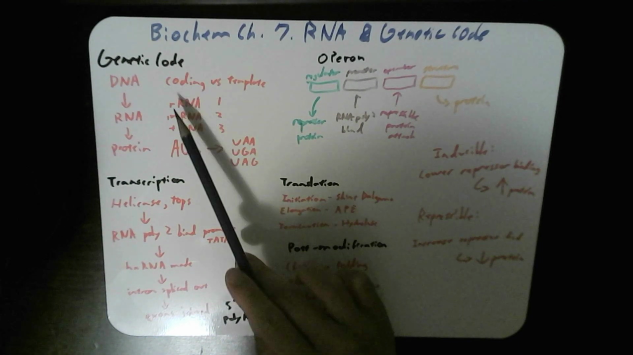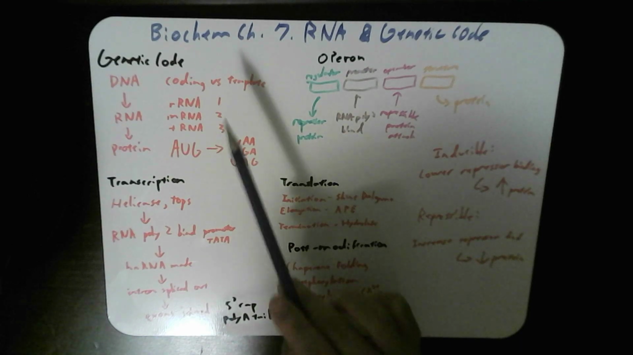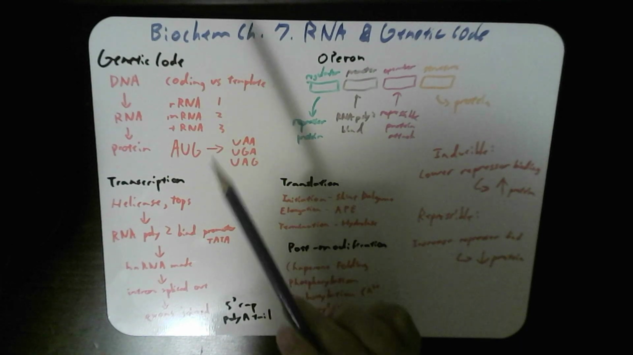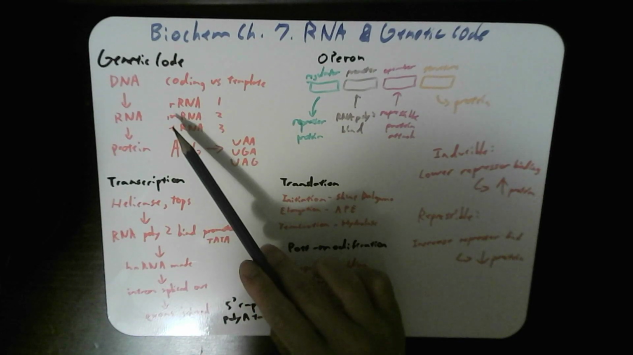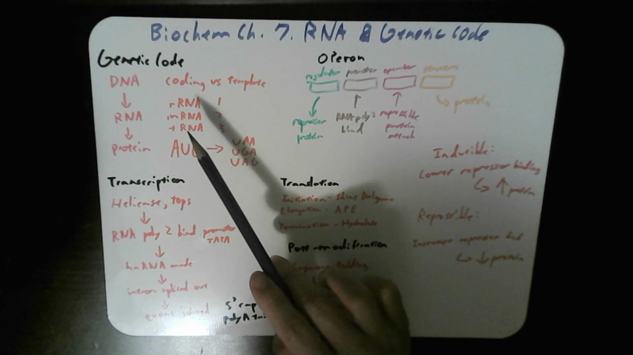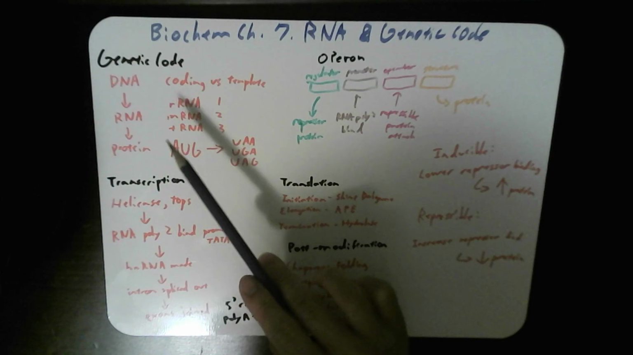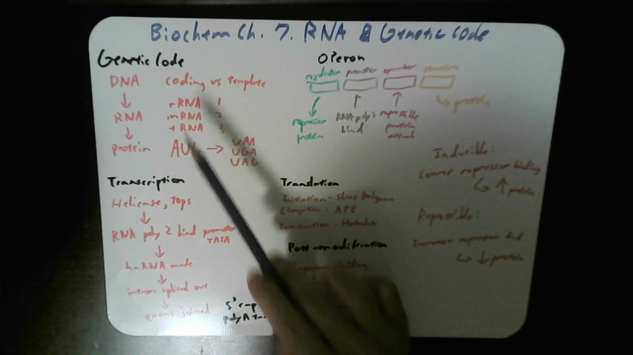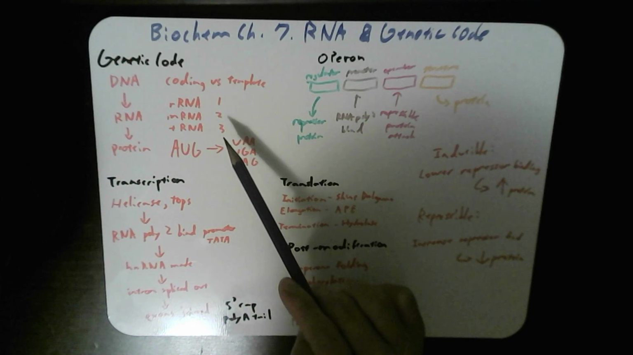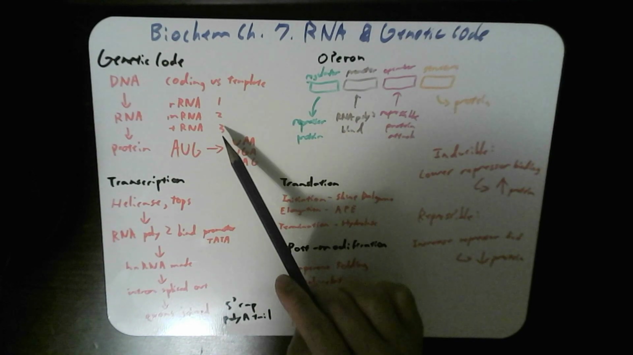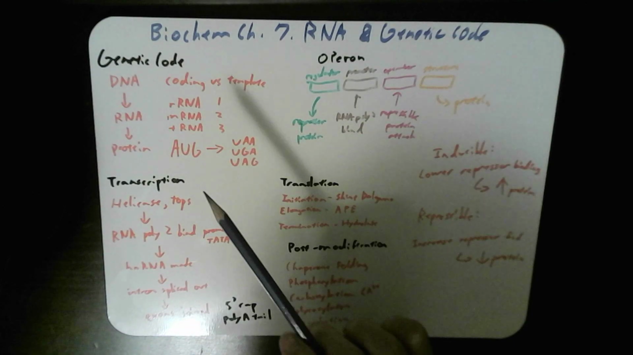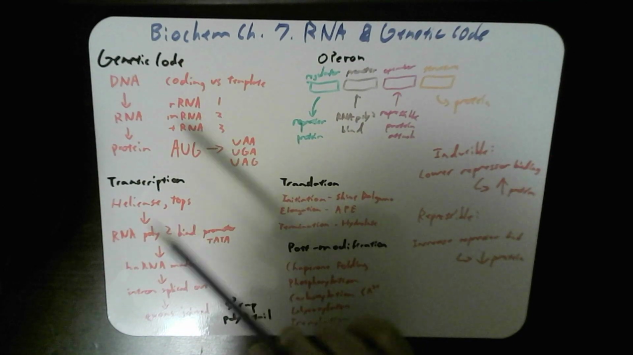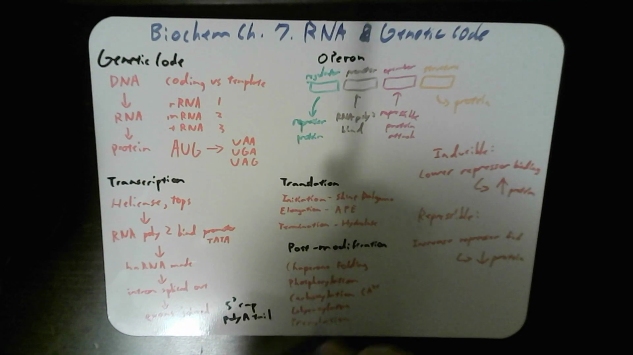rRNA, which is ribosomal RNA, is made by RNA polymerase 1, and RNA polymerase 2 synthesizes mRNA, or heterogeneous nuclear RNA, which is the precursor RNA before it matures to mRNA. Right, and RNA polymerase 3 synthesizes tRNA, which is responsible for bringing the amino acids over to the growing chain of protein during translation.